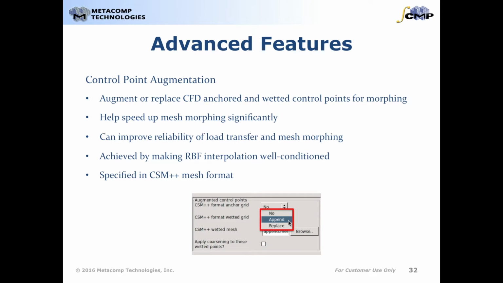Let us look at one final advanced feature of MetaFSI, and that is control point augmentation. When the user defines a morphing region and determines the density of control points contained therein, they also have the option to augment or even replace, if they desire, the CFD anchored and wetted points. Depending on the problem, this can help speed up the mesh morphing significantly or can improve its reliability and the reliability of the load transfer. This is achieved due to a well-conditioned RBF interpolation.